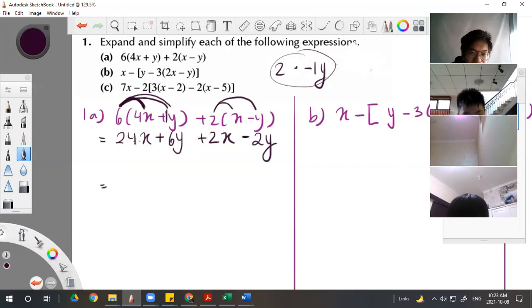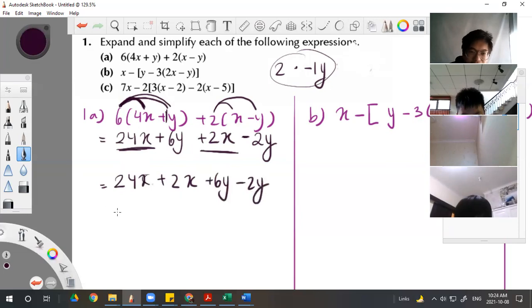Find the like terms. You lihat. 24x sama 2x sama ya. Ada x-nya kan. Digabungin. X-nya bikin begini. Terus y-nya juga sama. Kita gabung. 6y minus 2y. Ayo, Nicholas. 24x plus 2x berapa nih? 26x. Nice. 6y minus 2y. 4. 6 minus 2 berapa? 6 minus 2, Nicholas. 6 kurang 2.